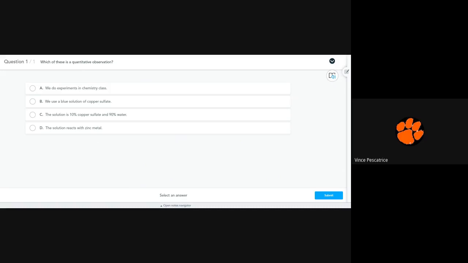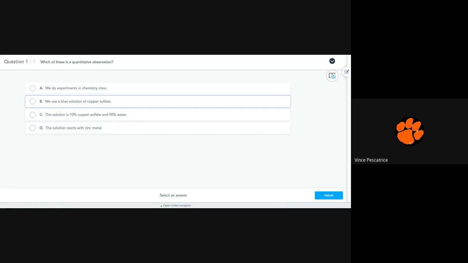All right, so let's talk about it. Quantitative means a quantity. It's how much of something. So which one of these has to do with an amount of something? We do experiments in chemistry class. That is just a regular, average, everyday observation. All right, that's not quantity. It's not how much.